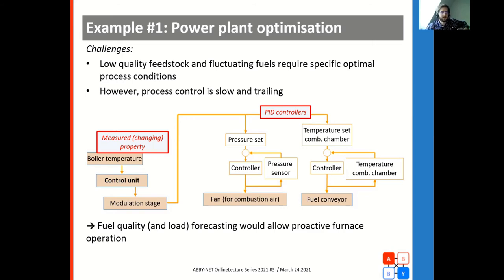So the control loops, and this is even worse, these control loops are pretty slow and always reactive. That means that when fuel properties change during operation, we have to wait until the control system recognizes the changes in certain values, like different temperature in the combustion chamber, and will afterwards start to react and adapt the process settings. The idea that we get now is to introduce systems for fuel quality and load forecasting that would allow us to know and set the process conditions which are beneficial for the operation in advance to the combustion process.